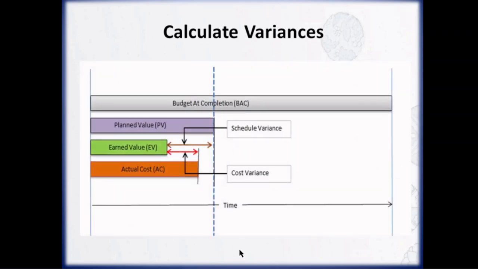This chart shows all the key parameters and variances in one place. The gray bar represents the budget at completion, the violet bar shows the planned value, the green bar represents the earned value, and the orange bar indicates actual cost. Now, if you look closely, the difference between earned value and planned value is the schedule variance, and the difference between earned value and actual cost is the cost variance.